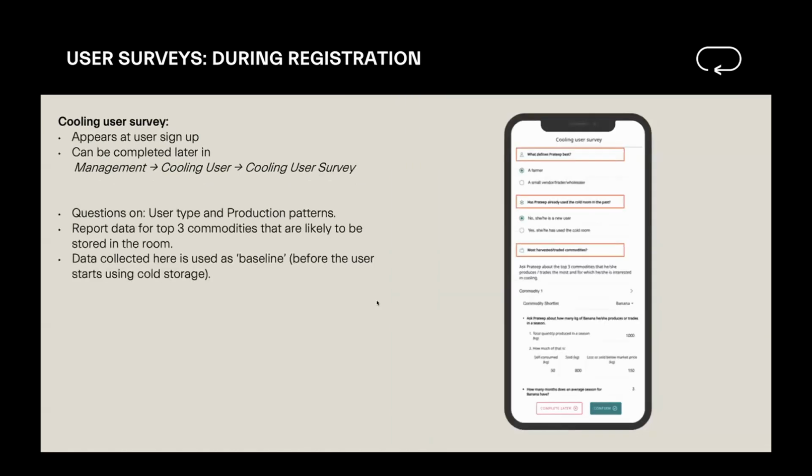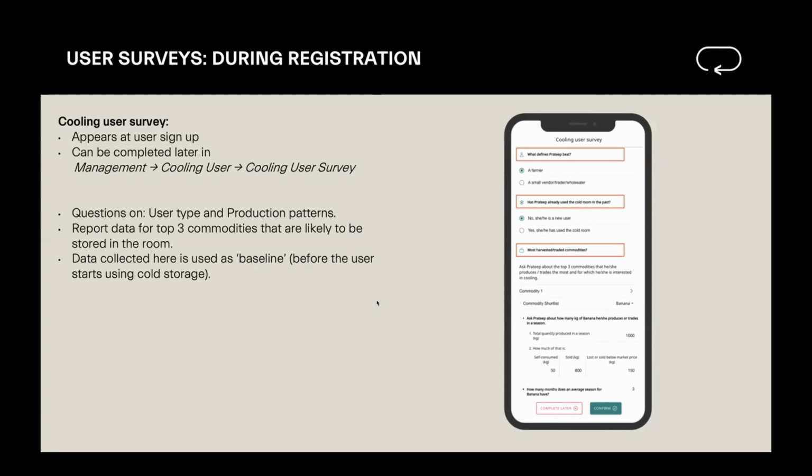And it's quite simple. So there are basically three main questions. The first question is about what this user is, in terms of whether she is a farmer or rather a vendor or a trader, which is not mandatory, but it just helps us understand a bit more about the profile of the user of a given cold room.